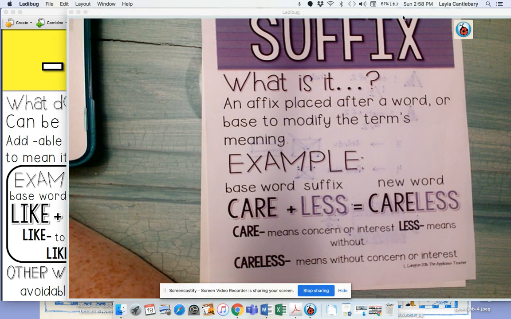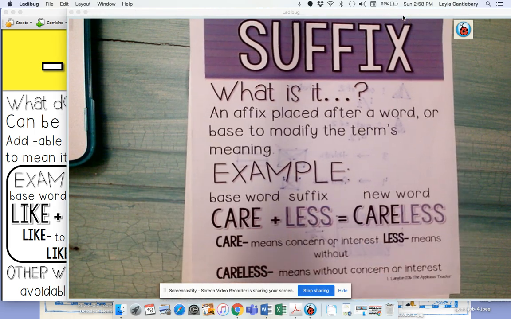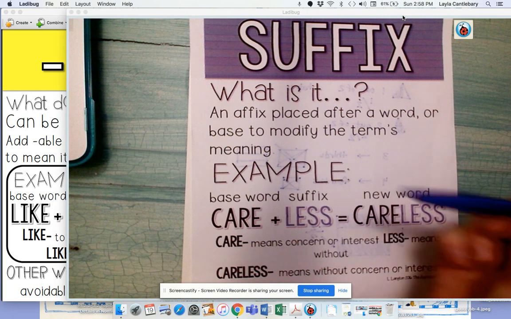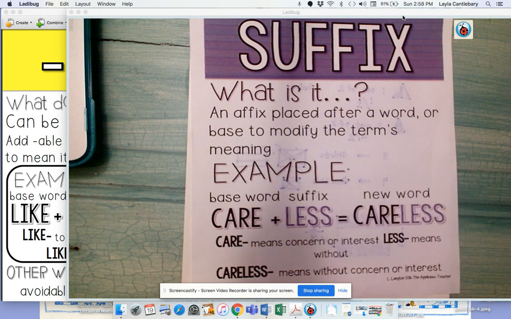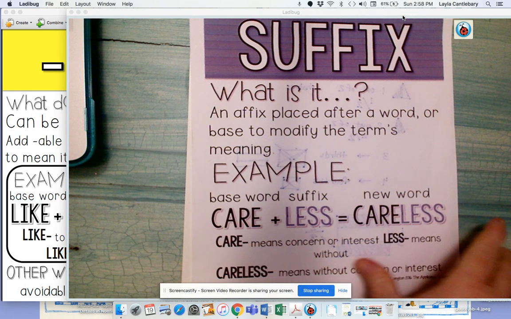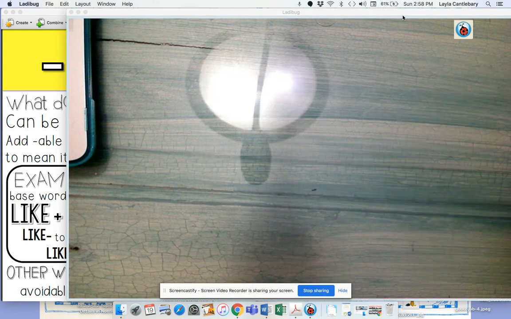Hi, guys, and we are going to talk about our suffix this week. Remember, what is a suffix? It's an affix that is placed after a word to change what that word means. And so far, we've done less and we have done the suffix full.